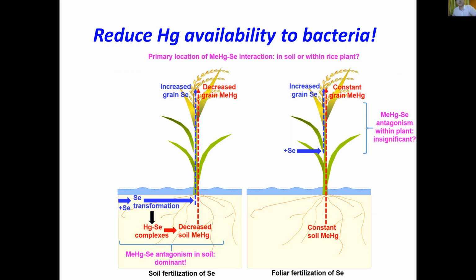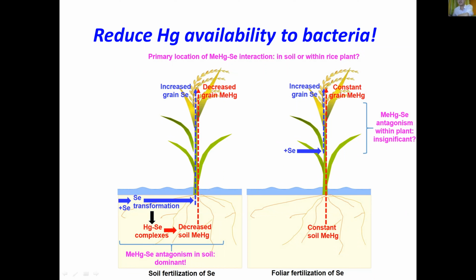So first, let's look at the left panel of this figure. After selenium enters into the soils, there will be a very quick transformation of selenium speciation, and there will be a formation of mercury selenium complexes. Actually, it's the mercury selenium nanoparticles, which have very low availability to bacteria, and this will reduce the mercury methylation process and decrease the soil methylmercury concentrations under selenium amendment. And this process we call methylmercury selenium antagonism in soil.